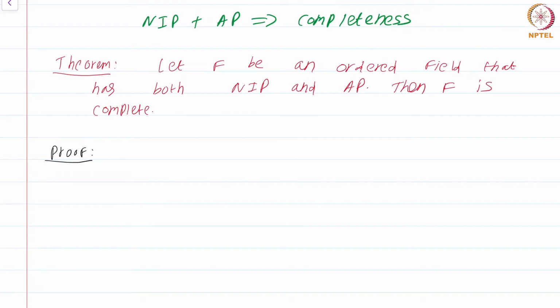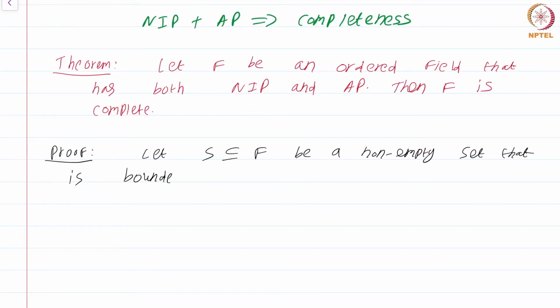So what we do is start with a set that is bounded above. Let S, a subset of F, be a non-empty set that is bounded above. We want to construct the required least upper bound.